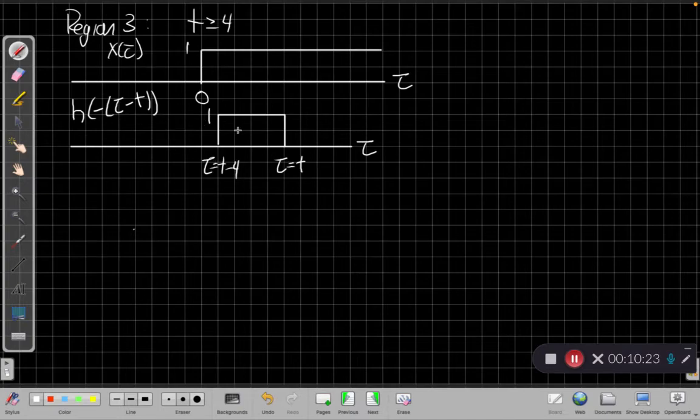And so why we have a new region is here. What has changed is that my product function will be different because this pulse is completely inside the unit step. Right? So this is my first step. I flipped and shifted into the region, and now I need to find the product function. So when I look in this region, I'll have x of tau, h of minus of tau minus t will be just this rectangle here.